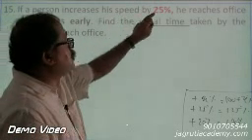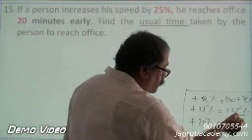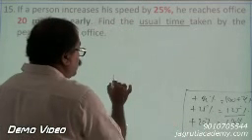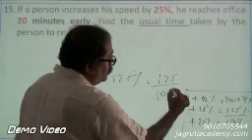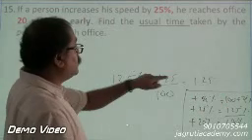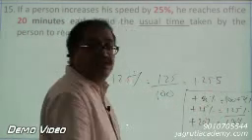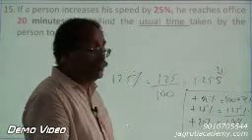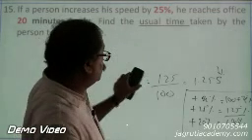The speed is increased by 25%. When it is increased by 25%, it has become 125% of the original speed. That means 125%, which is 125 by 100, can be written as 1.25. So I will take the increased speed as 1.25 s, taking the speed as s. Look at this question, how to solve.